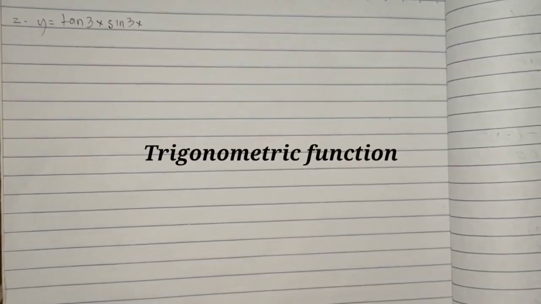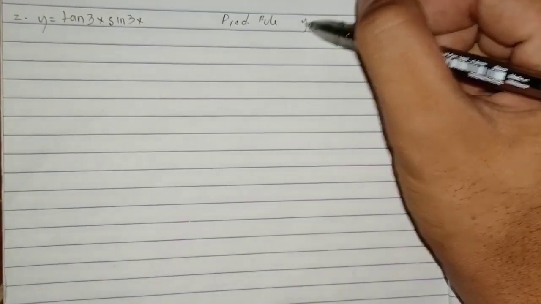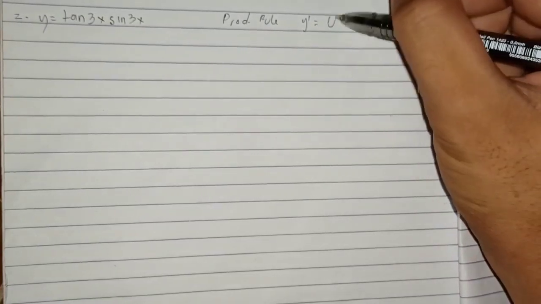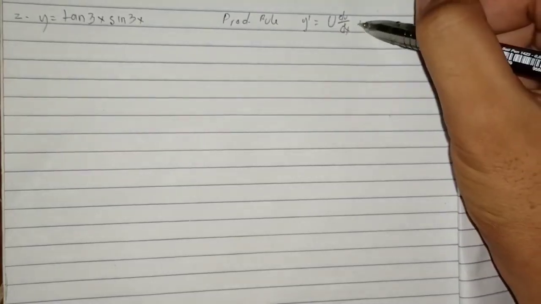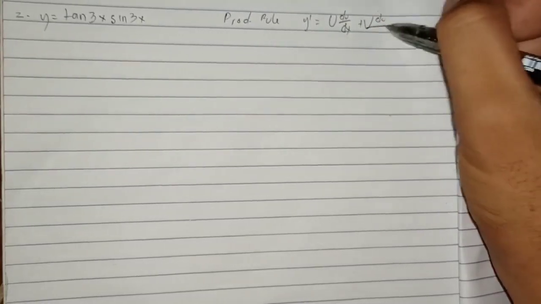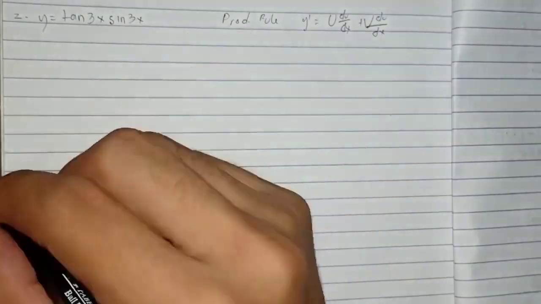Okay, we have our second problem here, which is a trigonometric function. As we can see, we have two functions here, and we must use the product rule. So our product rule says y prime is equal to u times dv over dx plus v times du over dx. So let's take the derivative of our equation.